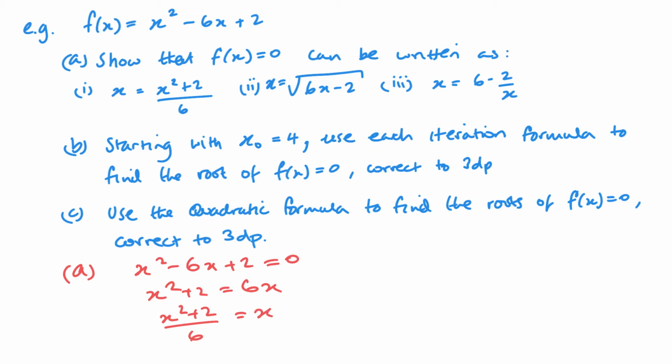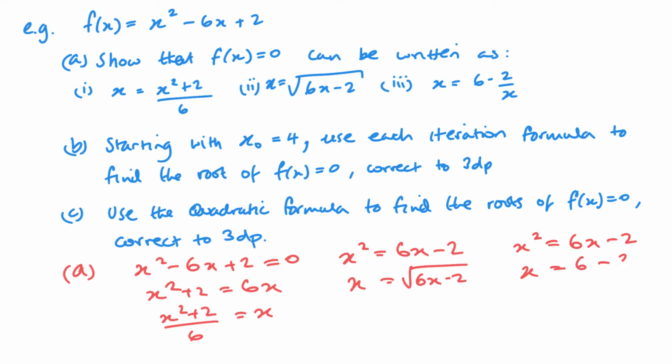The second one, square root 6x minus 2, so that means that we need the x squared on its own. So x squared equals 6x minus 2, we would take the other side and then square root it. And then the third one is a bit like this first one, second one here, x squared, we take the 6x minus 2 to the other side, then we divide by x. Now, obviously we knew which of these three that we wanted to show here, and sometimes that's the case, or sometimes you have to just do it yourself and do a rearrangement and pick one to use.